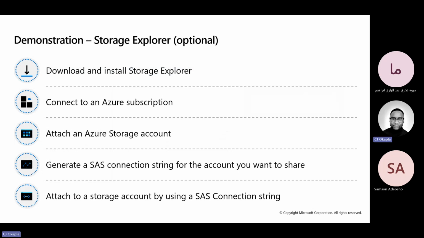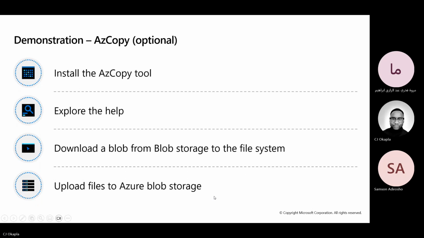This is optional, so this is just what we showed above. Look at installing Storage Explorer, connecting to an Azure subscription, attaching an Azure storage account, and generating a SAS connection string for the account you want to share. Then attach a storage account by using a SAS connection string. Also, this is optional.